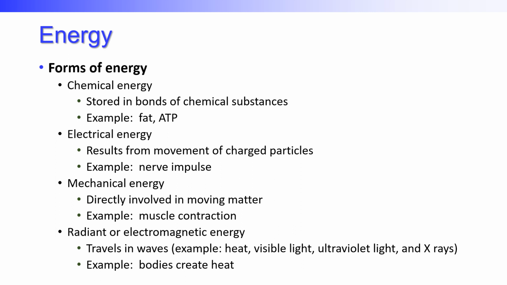So examples of electrical energy in the physical body are nerve impulses. Nerve impulses require the use of charged particles moving around in order to create that nerve impulse. And then consequently, the nerve impulse is going to lead to the next thing, which is mechanical energy.